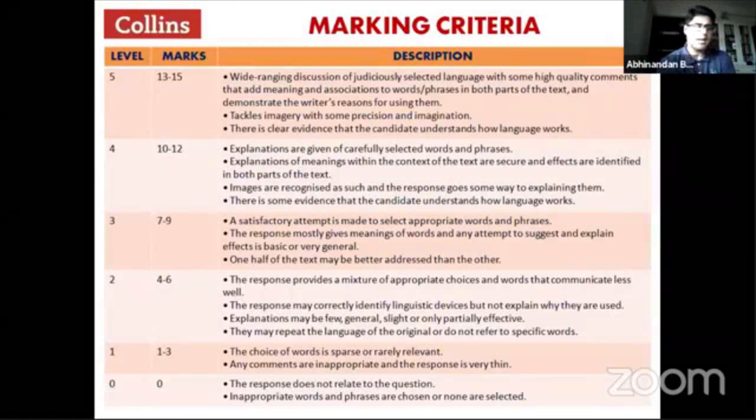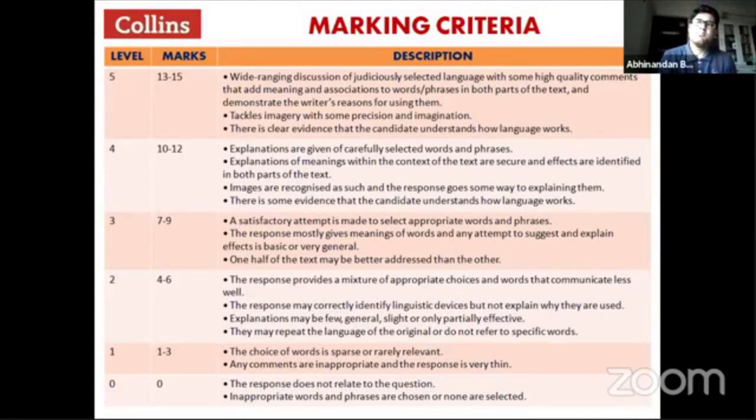So we are not looking at any other band descriptors over here, because we want our learners to score 15 out of 15. That's possible. You can actually score full marks in the writer's effect response. Many of you might ask a question. Somebody asked me, how do we structure that otherwise?